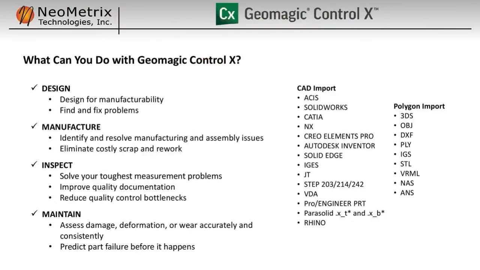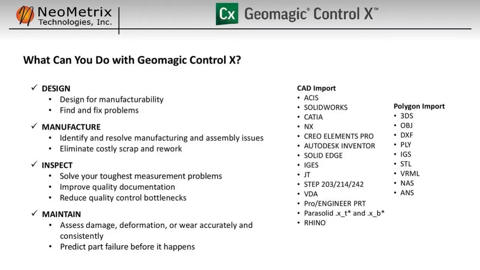What can you do with Geomagic Control X? You can use it for design, design for manufacturability, find and fix problems, and then for manufacture, identify and resolve manufacturing and assembly issues, eliminate costly scrap and rework. That's a very large part of our end users' needs. A lot of times you find out that you have these fitment problems or issues during the assembly process, and you have to backtrack from there. Control X lets you find and identify those areas.